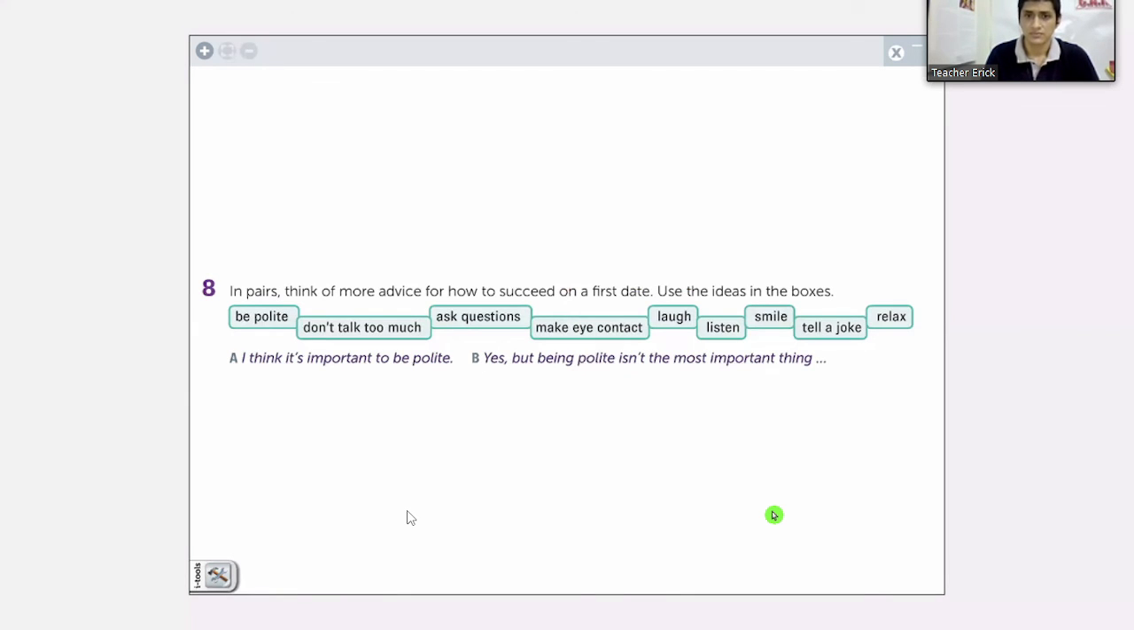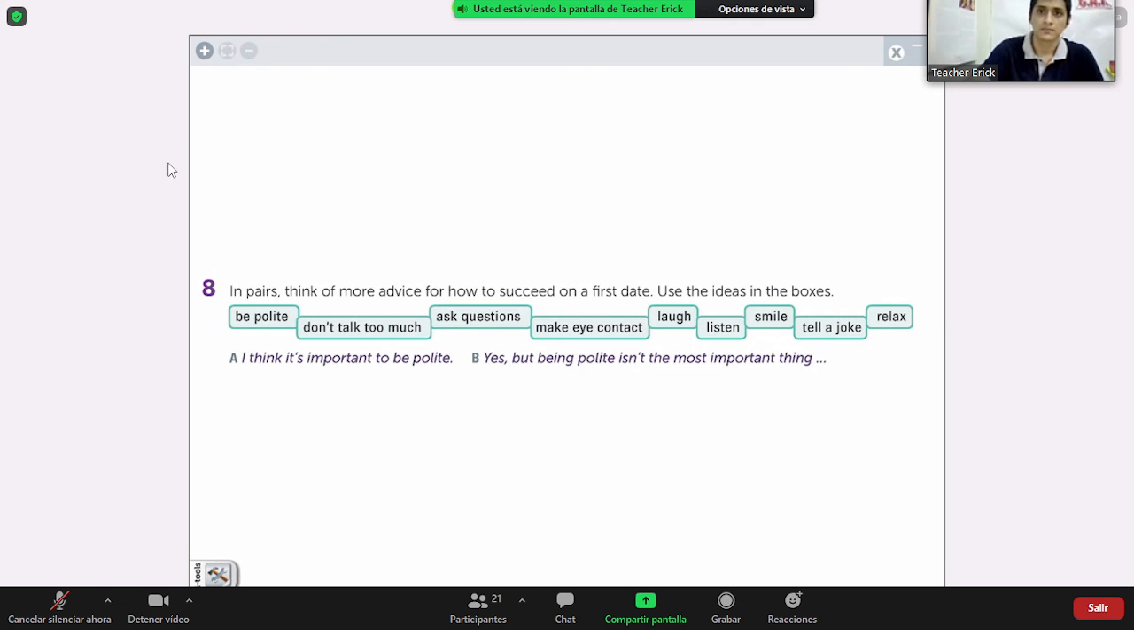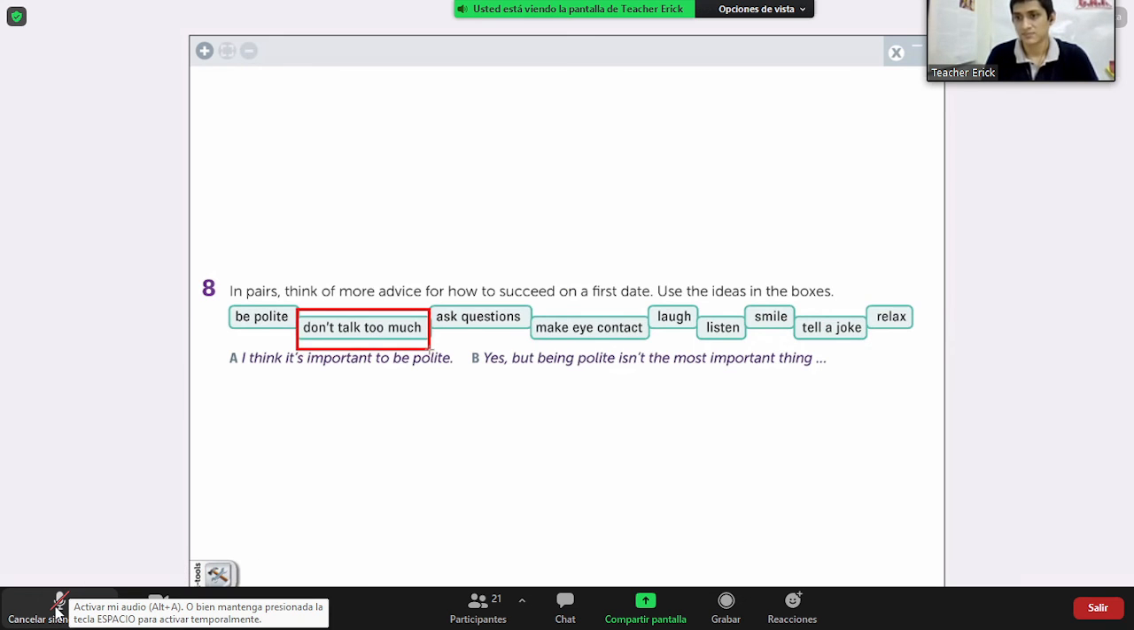So what can you say? Don't talk too much. What advice would you give someone who is on a first date? ¿Qué consejo le daría? With don't talk too much. ¿Qué consejo daría a alguien que está en la first date con don't talk too much?